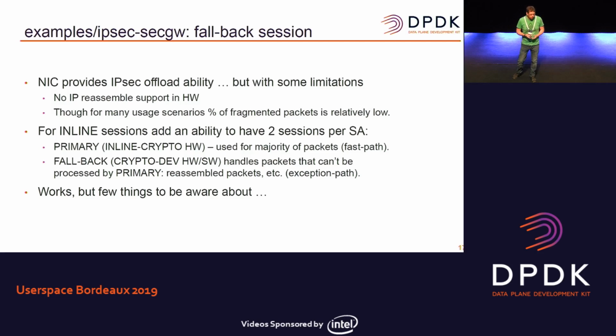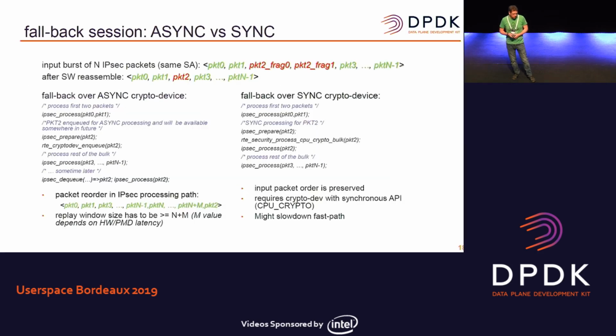Generally, what will happen for the inline case is you'll create two sessions: one on your inline crypto device, and then a crypto device, either hardware or software, can be used for the fallback crypto session to do the processing as described. The initial deployment that we have at the moment is a little bit naive. If you're doing the fallback over an asynchronous crypto device, and we will be looking at addressing this, especially if you're using a hardware offload for the crypto processing, your packet flow in the security gateway can cause reordering of the same flow.